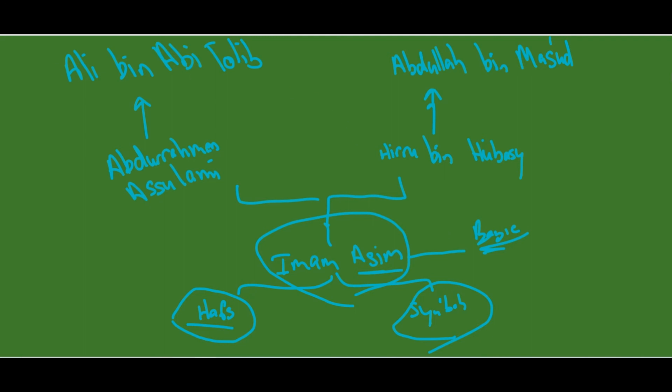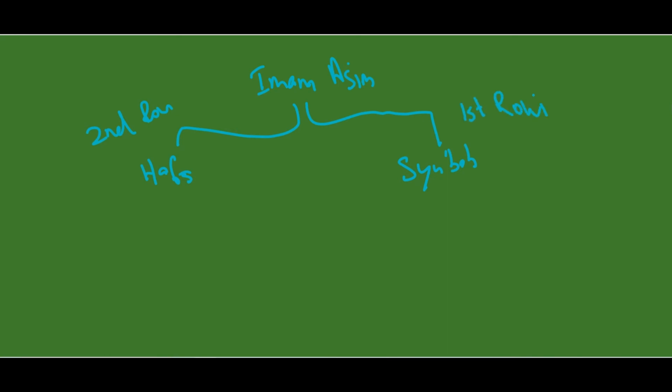Okay, here comes the reality. When we talk about Imam Hafs, just now we talked about Imam Asim, right? Imam Asim, we have Syu'bah, and we have Hafs. So this is the second rawi, and this is the first rawi, or either one that you want to call them. I mean Rawi, that means those who narrate the qiraat of Imam Asim. So now we know already the lineage of these two great scholars, Hafs and Shu'bah.